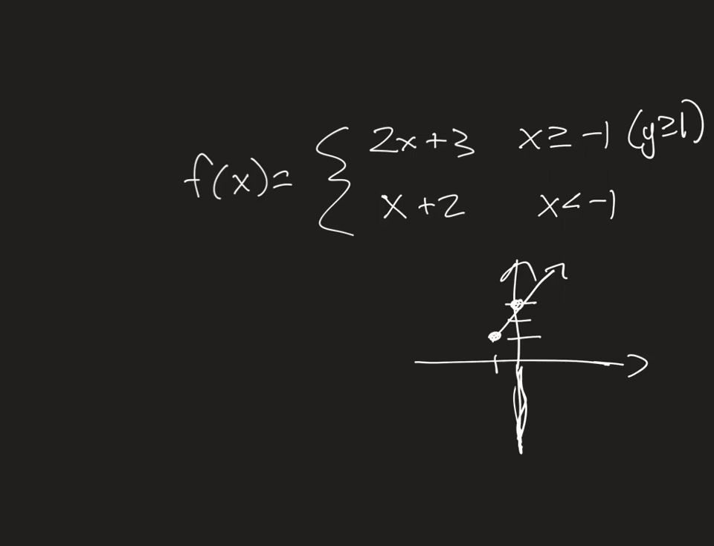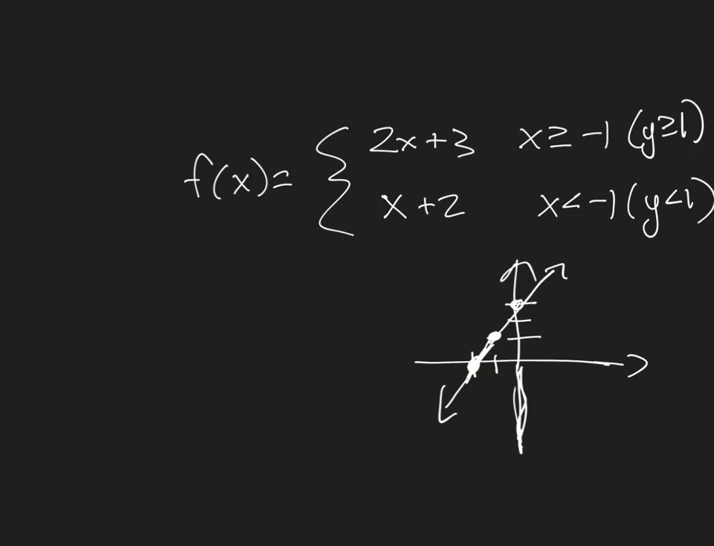Okay, so now let's do the second piece. Again, plugging in -1, it happens to have the same output, 1, so this will be a continuous graph. If I put in -2, the output is 0. So this one is looking like this, with a range of y less than 1.